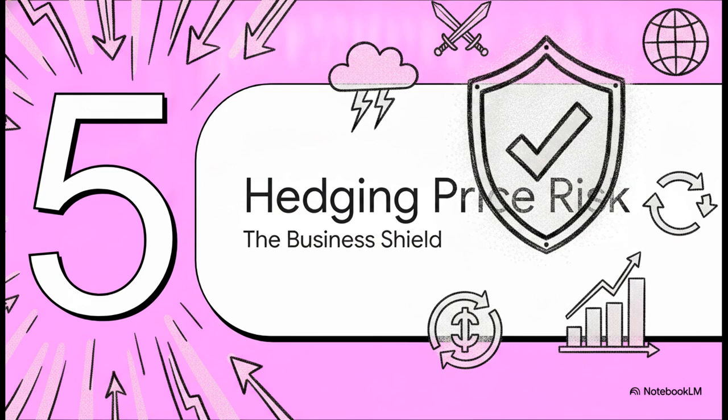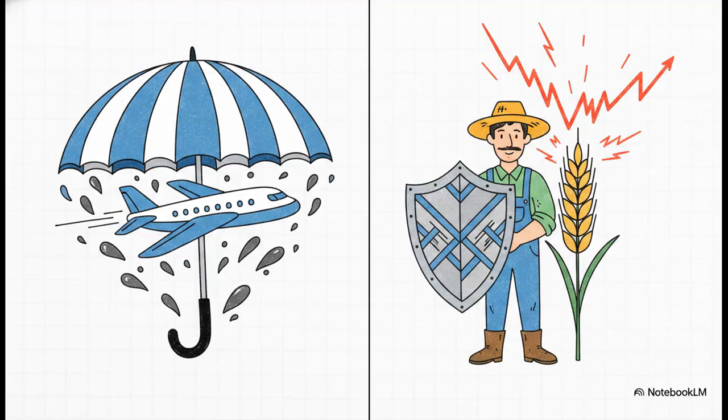Hedging against price risk, the business shield. So, with all this crazy volatility, the weather, geopolitics, currency swings, how does a real business actually survive and plan its budgets? They use hedging, basically taking an opposite position in the futures market to offset potential losses in the physical market. Imagine an airline, right? Their biggest unpredictable cost is jet fuel. To survive, they can buy crude oil futures to lock in their fuel costs months in advance. If oil prices suddenly skyrocket due to a geopolitical event, they're protected.